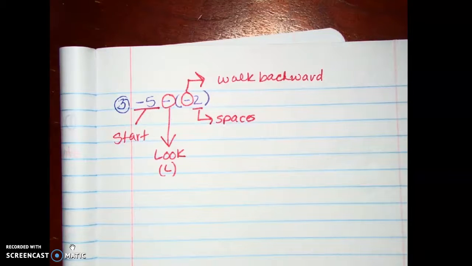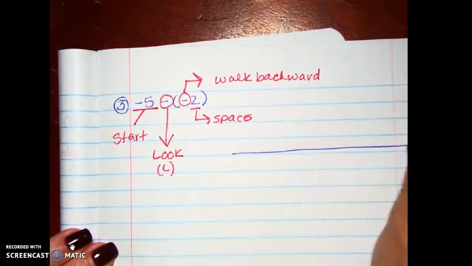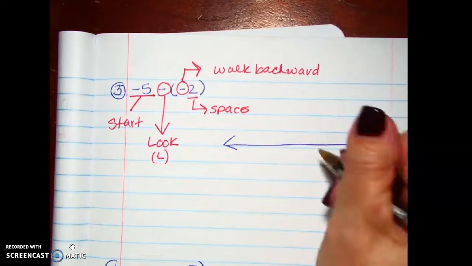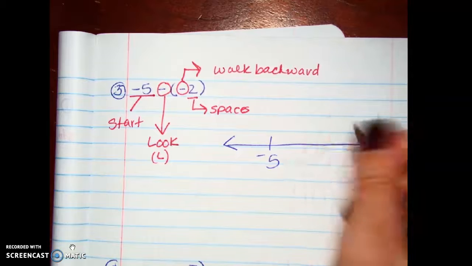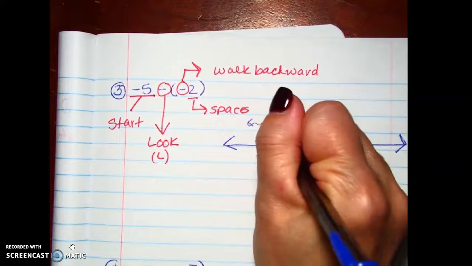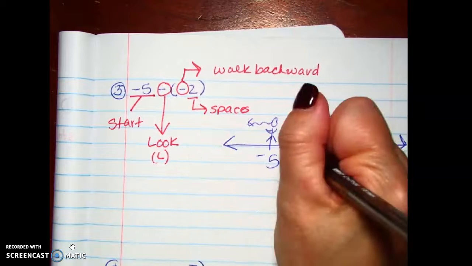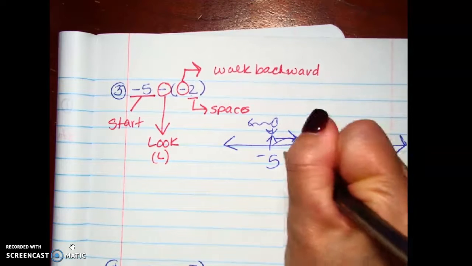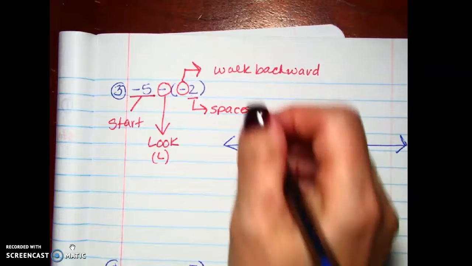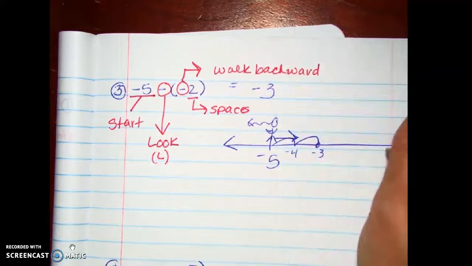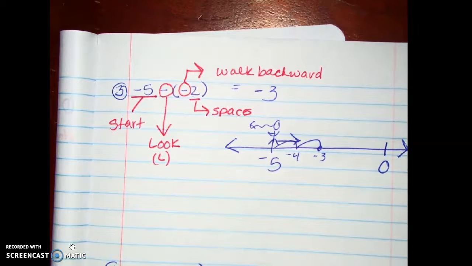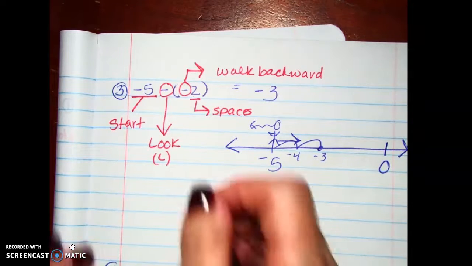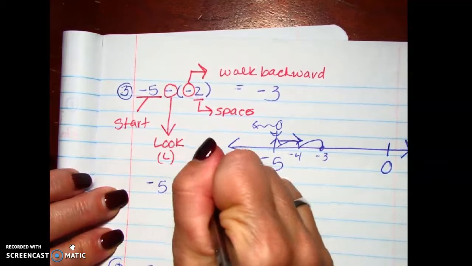So let's take a look on a number line. So I end up with a -5. I'm looking left, but I have to walk backwards. How many spaces? 2. 1, 2. I end up here. That's -4. That's -3. So my answer is -3. Remember, 0 would be over here on my number line. Okay? Now, let's take a look at what if we had a -5 minus a -1.